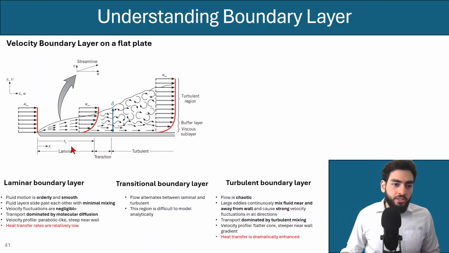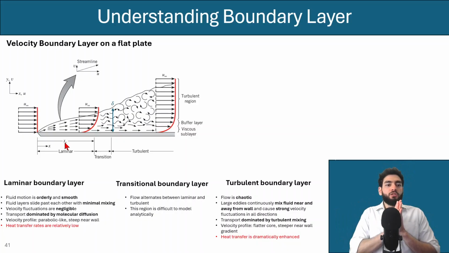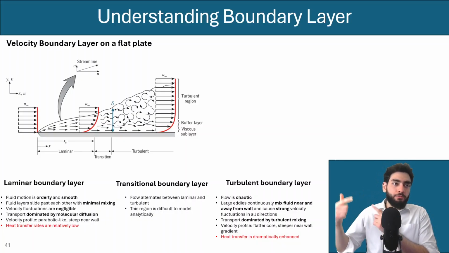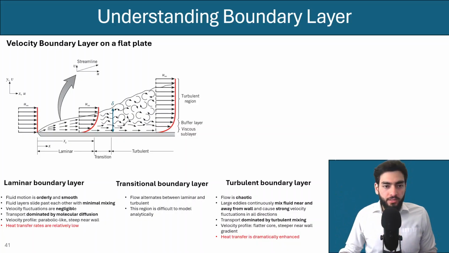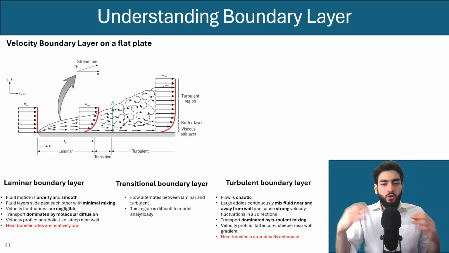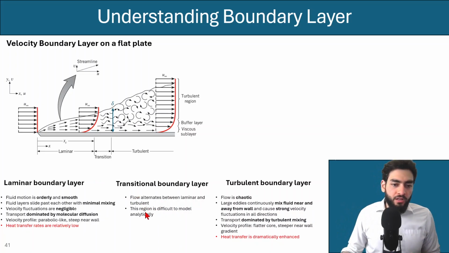Now, there are correlations that allow you to calculate what this critical distance is after which the flow will be expected to transition into turbulent, but that's beyond the scope of this discussion. The transitional boundary layer here essentially is just the point where flow alternates between laminar and turbulent, and the region is difficult to model analytically.